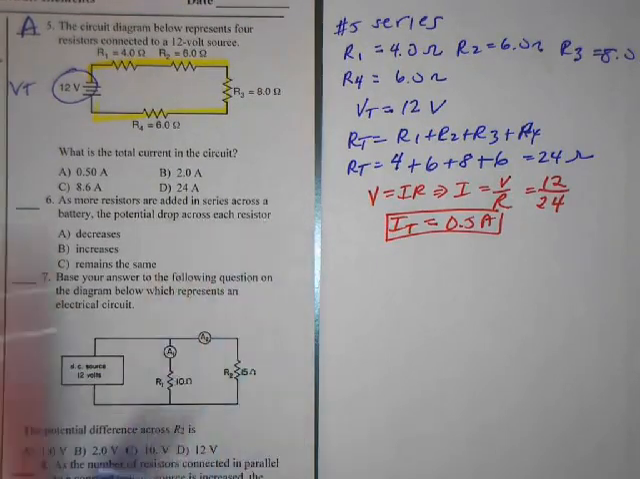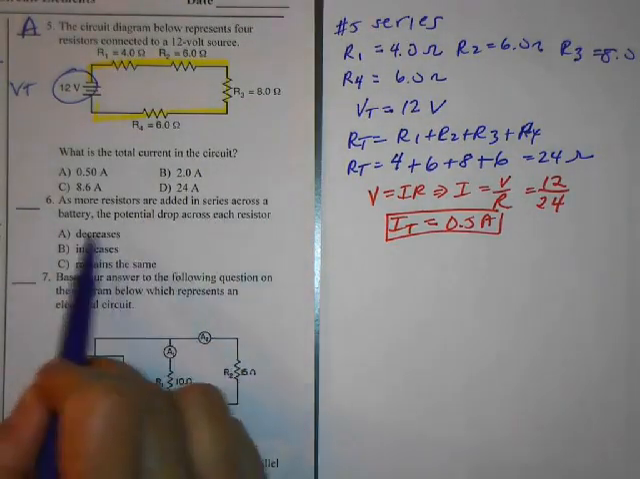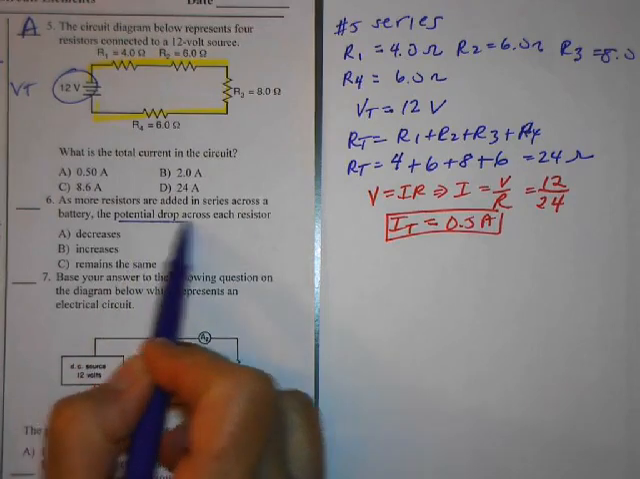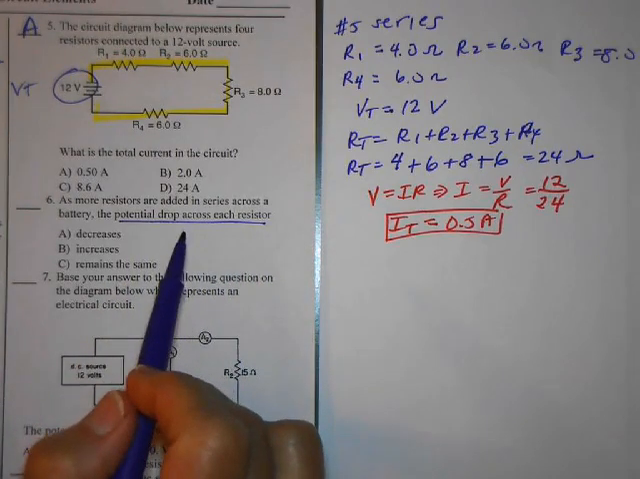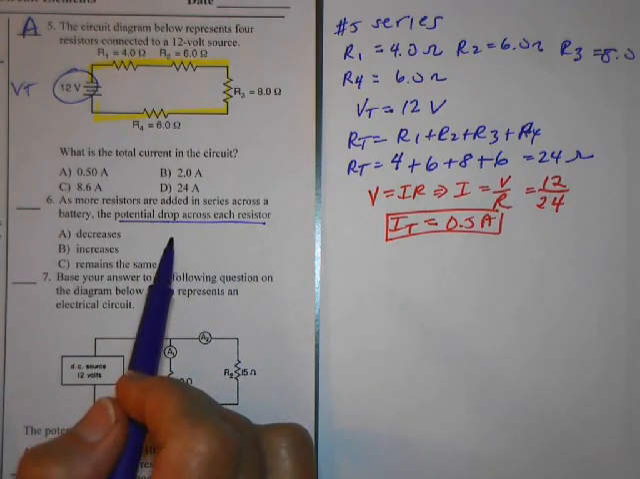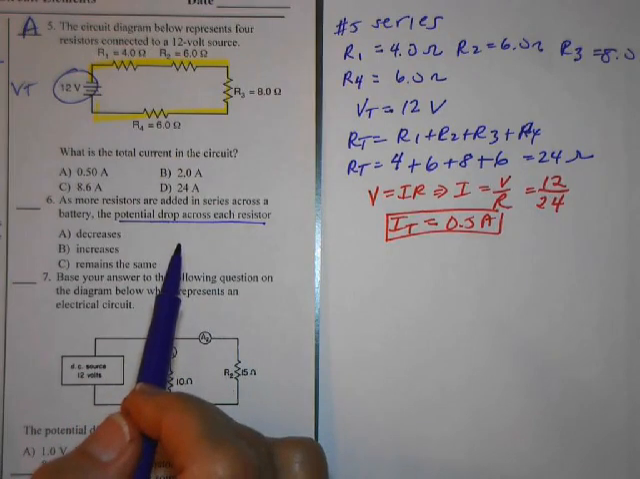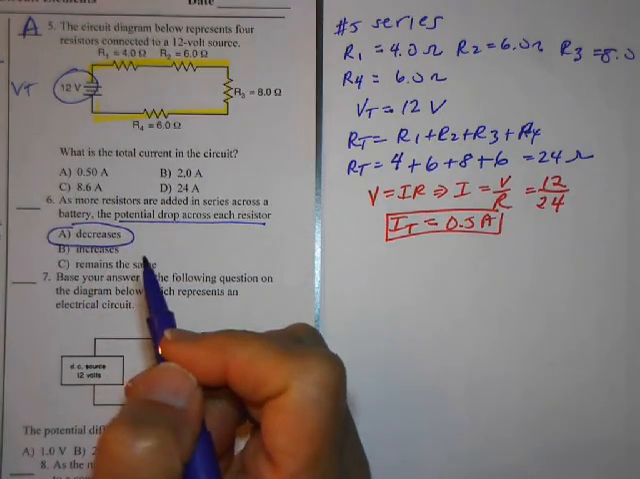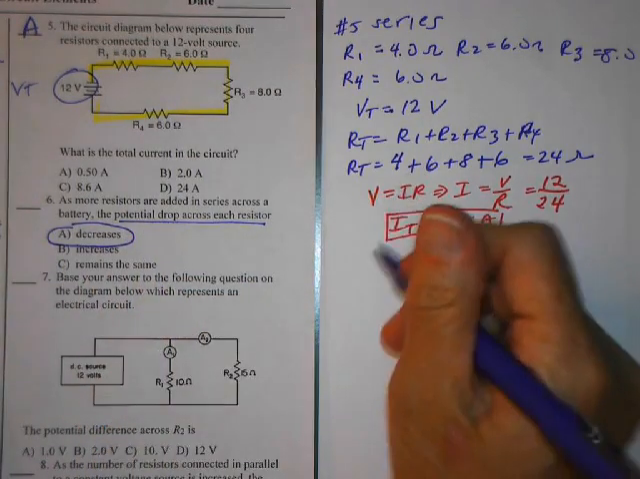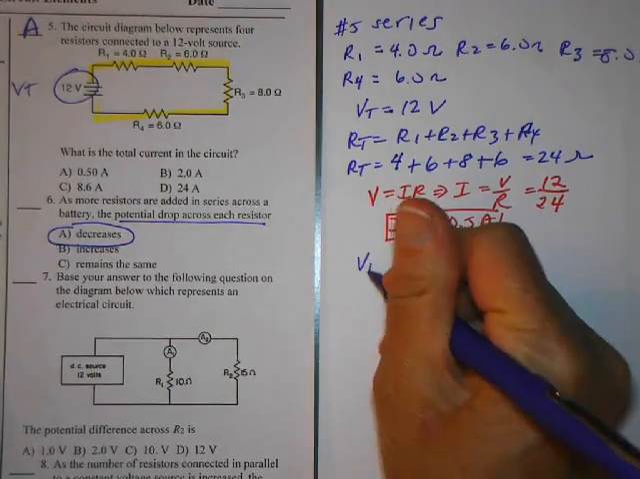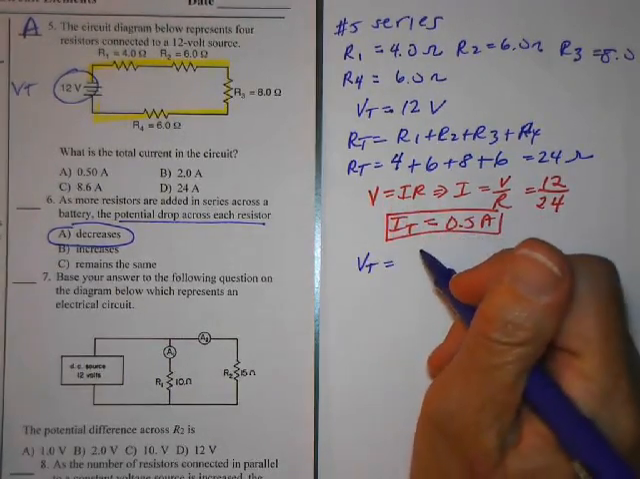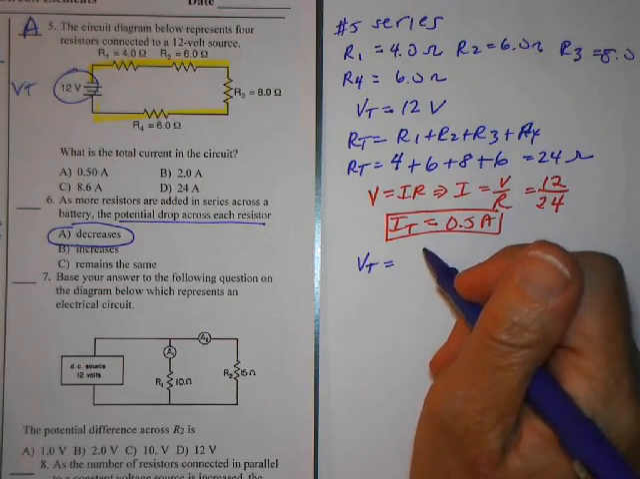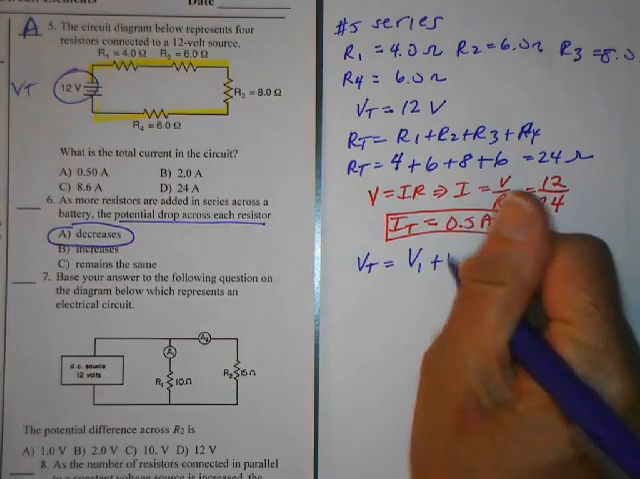Number 6, as more resistors are added in series across a battery, the potential drop across each resistor is going to be... So the answer to number 6 is decreases. Because remember, if I have voltage and in series, the voltages add up.